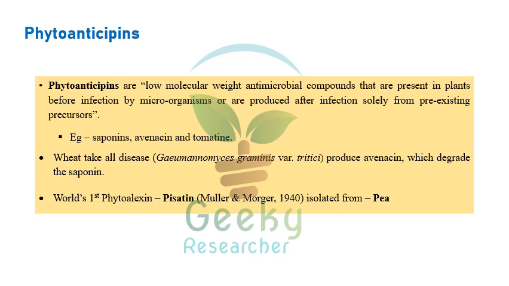So the world's first phytoalexin is pisatin, as I told you, that is produced from pea. It was first discovered by Müller and Börger in 1940, actually isolated from pea.